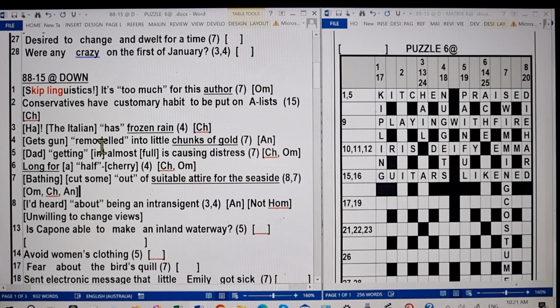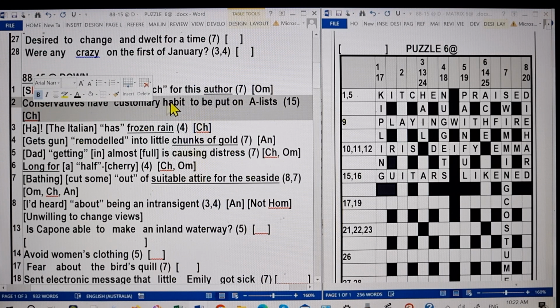Okay. Well, we might do one more long one to give us a start of the next section. 2 down. Look at this. There's a big one. All right. So 2 down is conservatives have customary habit to be put on A lists. All right. Over to you. Pause. Solve. And then resume.